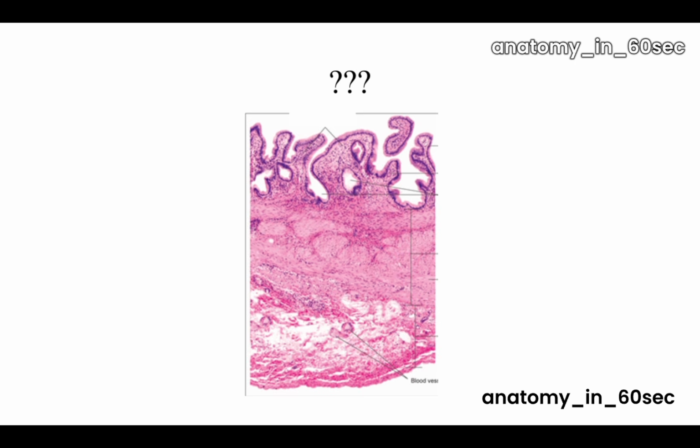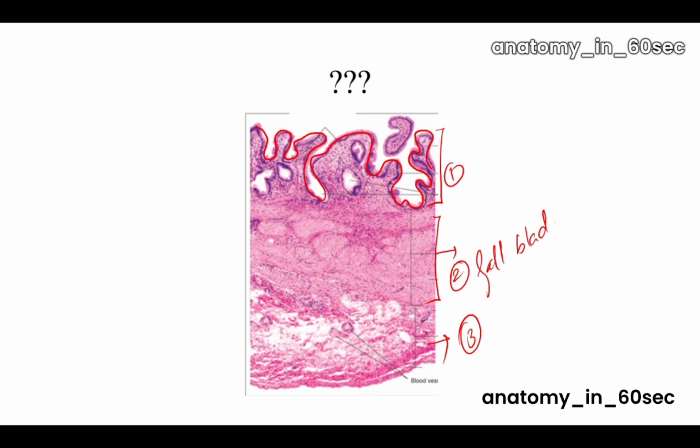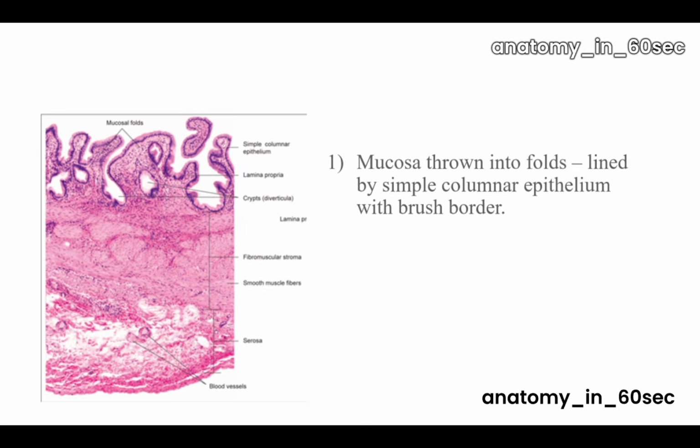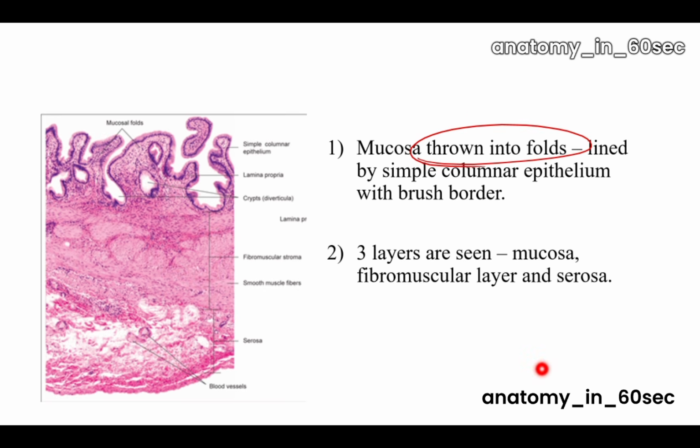In this slide we are able to see that the mucosa is thrown into excessive folds. It is very much folded, and beneath that only 3 layers: mucosa, muscularis layer, that is the fibromuscular layer, and finally the adventitia. Only 1, 2 and 3 layers are present. This is the slide of gallbladder. The mucosa is thrown into folds and is lined by simple columnar epithelium. Remember, gallbladder has only 3 layers. There is no submucosa.